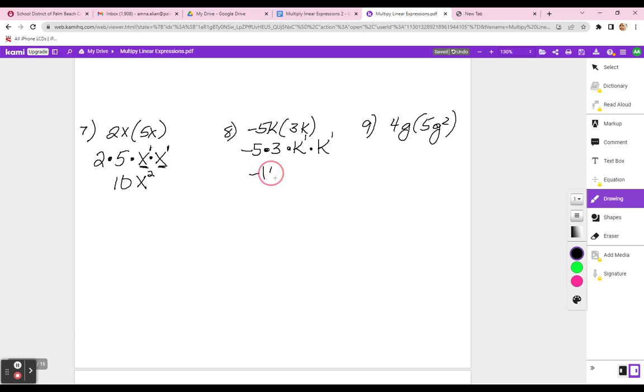-5 times 3 is -15. This will be k. Keep the same base k and add the exponents, 1 plus 1. That'll give us 2. So it's -15k squared. All right, why don't you try the next one on your own and come back and check. I'm going to continue.